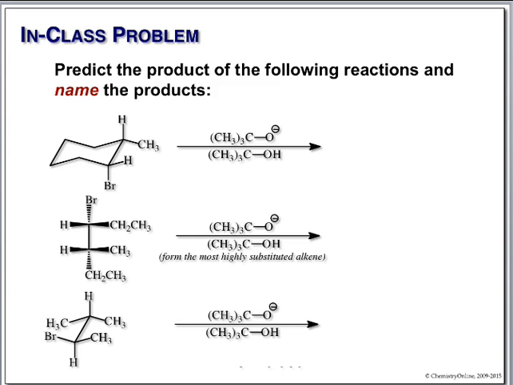Here I've placed the bromine axial. The hydrogen on this carbon, our tertiary carbon, is also axial. That means that these two are in fact coplanar and they're on opposite sides. So we're all set up here to do a simple E2 elimination. Tert-butoxide will pull off the hydrogen. We'll make our double bond and bromine will leave.